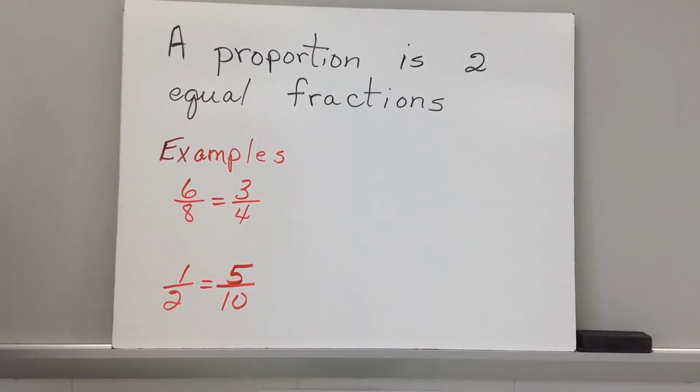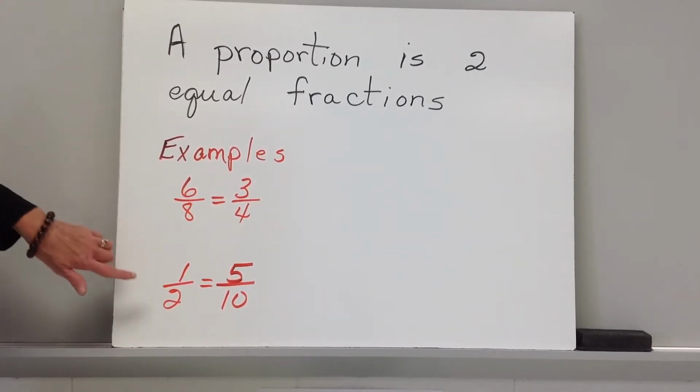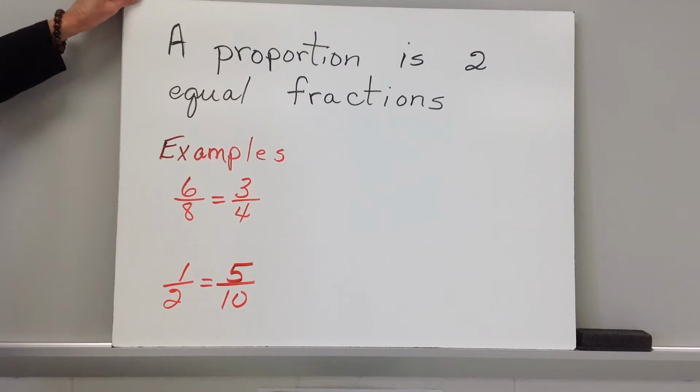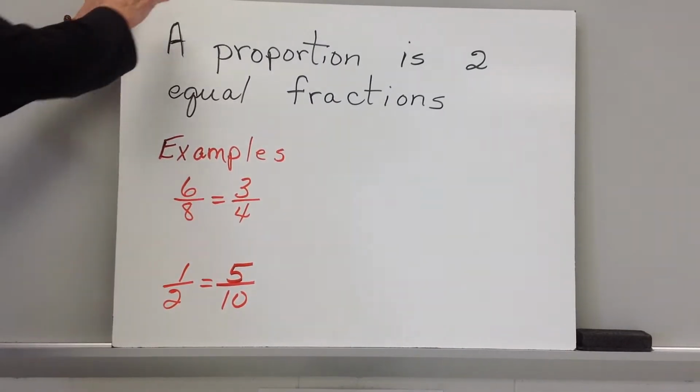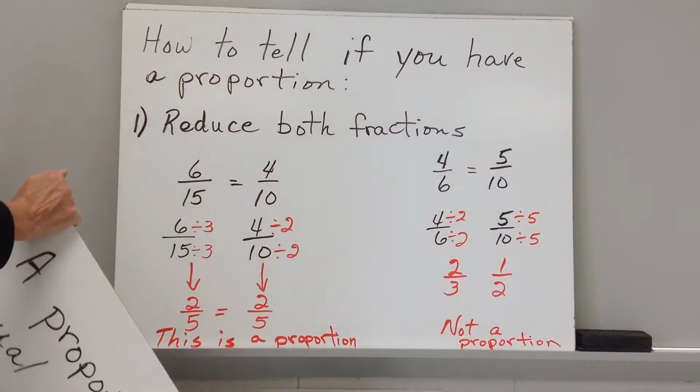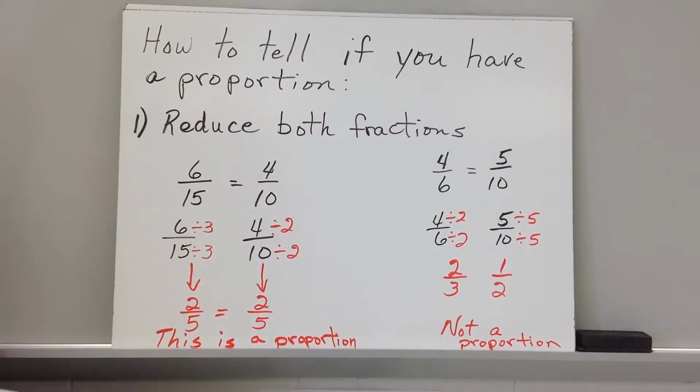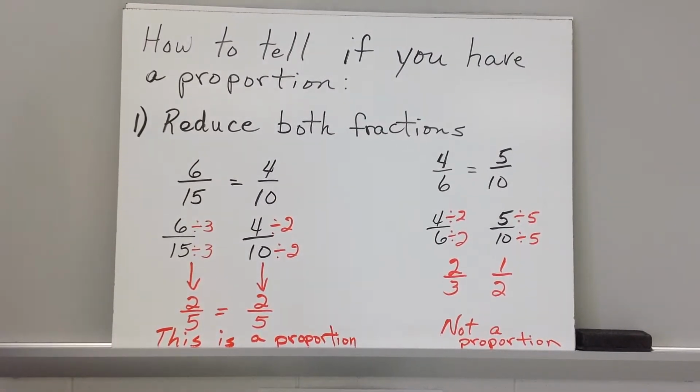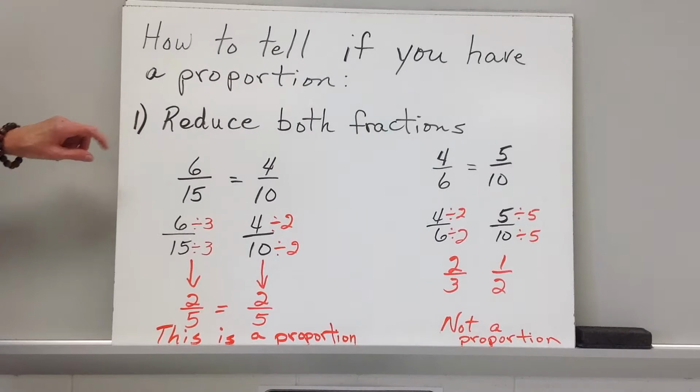1/2 is equal to 5/10. Therefore, 1/2 and 5/10 form a proportion. So how do we tell if we have a proportion or not? There are two ways. One way is to reduce both of your fractions.